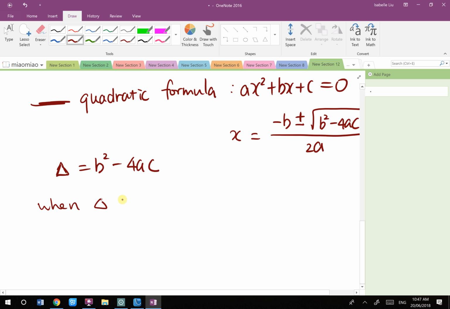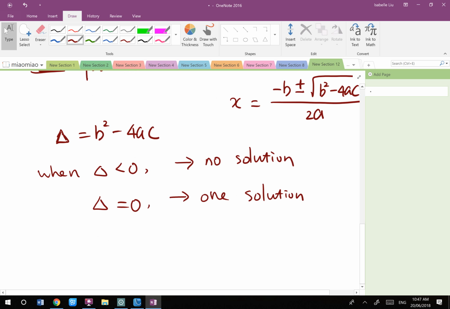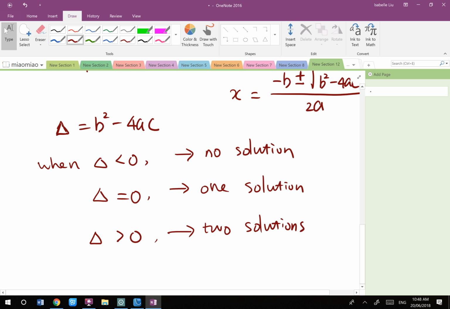When the discriminant is less than 0, we have no solution. When the discriminant equals 0, we have one solution. And when the discriminant is greater than 0, we have two distinct solutions. That's everything we have learned so far.